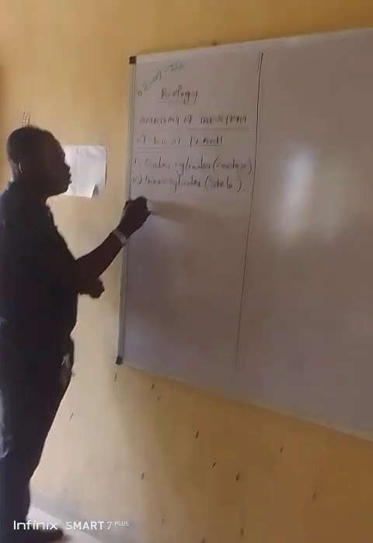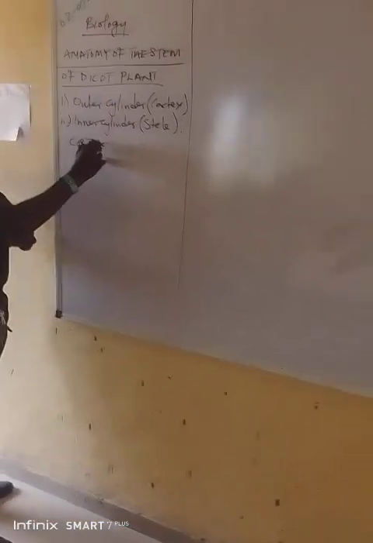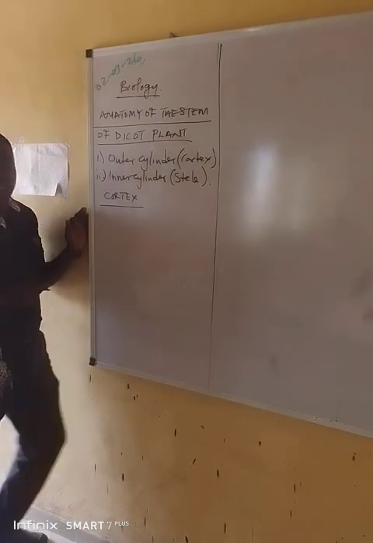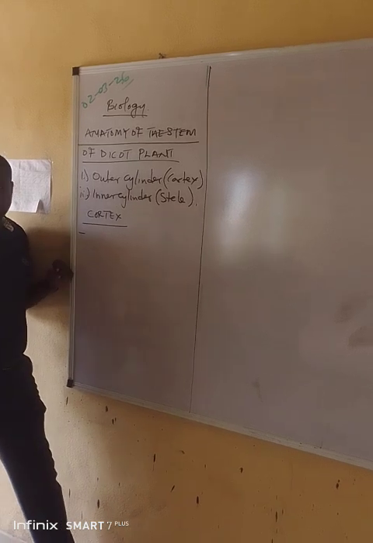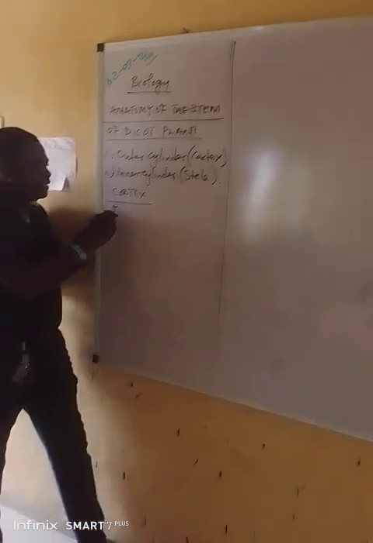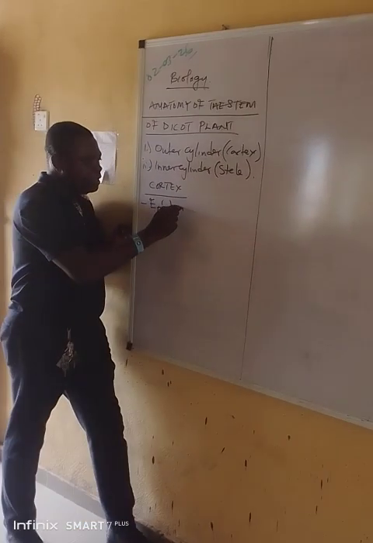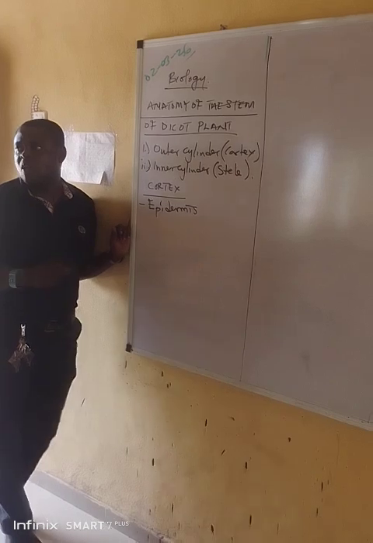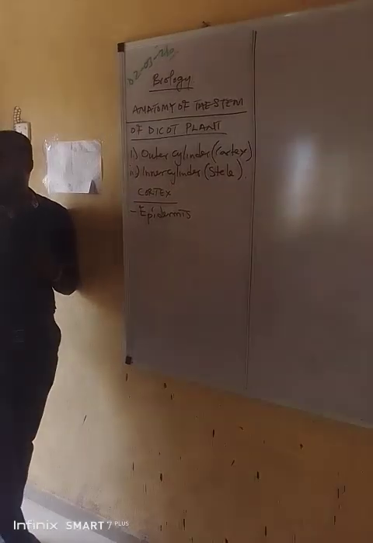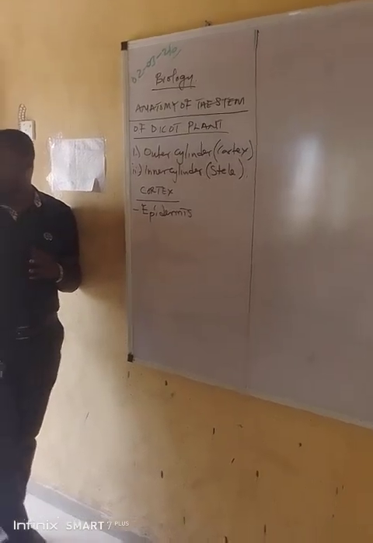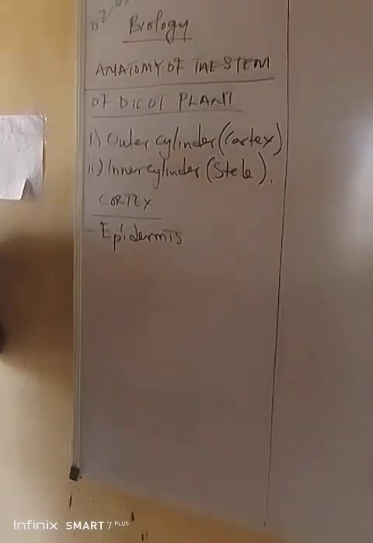Now let's talk about the cortex. The cortex is made up of the following things. The skin of the plant, which is called epidermis. What did I call it? Epidermis. That's their skin. Unlike human beings, whose skin is divided into epidermis and dermis, plants don't have dermis. What they have is epidermis.